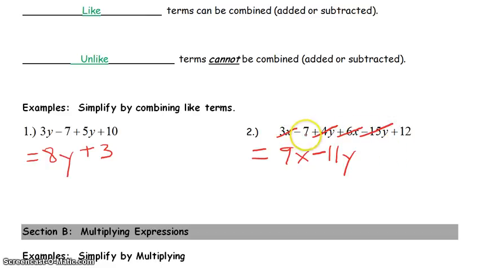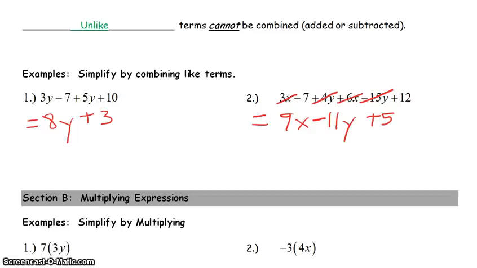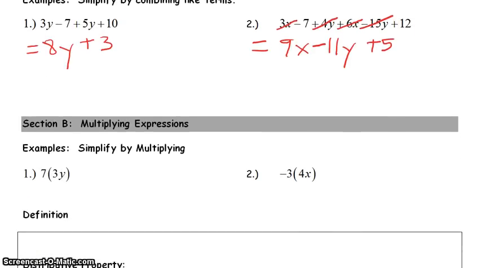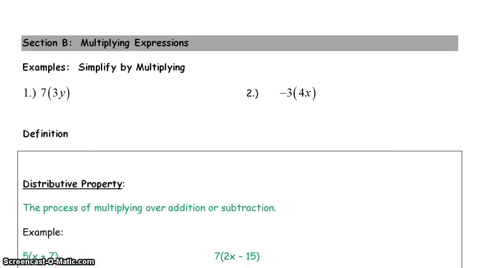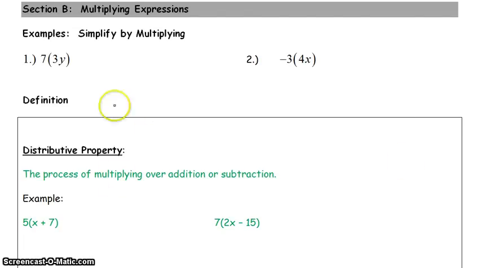Now we're left with this minus 7 and plus 12. We have two terms that do not have the variables. So negative 7 plus 12 is a positive 5. Now we look here at the terms we have. We have 3 terms here. We have 9x, negative 11y, and a positive 5. None of these are like terms, so we're finished with that exercise. Now we scroll down to section B here.